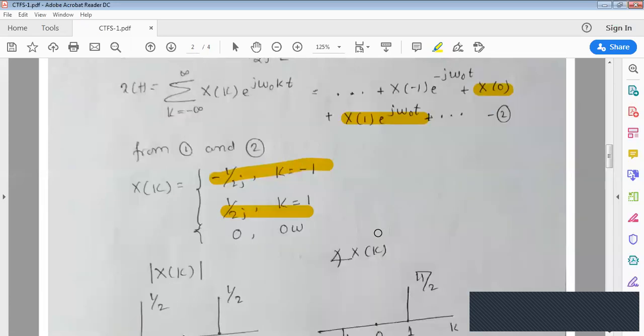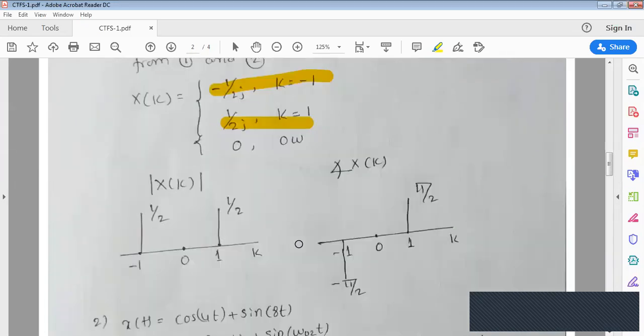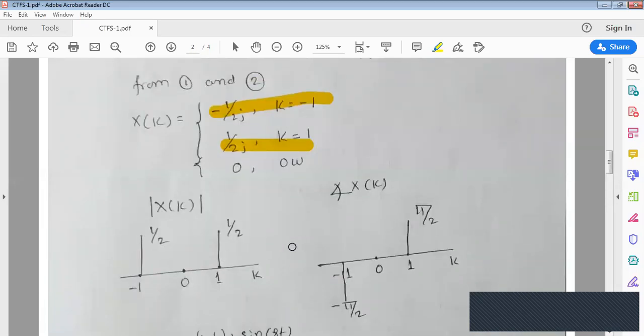Once you do this, when you are plotting, you have to plot only absolute values. That you have to remember carefully. That's why I've shown you modulus of x of k. So when it is 0, I'll show only 3 points, plus 1, minus 1 with axis k. When it is 0, it is 0. When it is 1, it will become 1 by 2, so I'll show 1 by 2. And at minus 1, the absolute value of this will become 1/2 only. Don't take j into consideration, it's a magnitude plot. So the modulus of this one is plus 1/2, modulus of this one also is plus 1/2. So that's why I have shown 1/2 at 1 and minus 1.